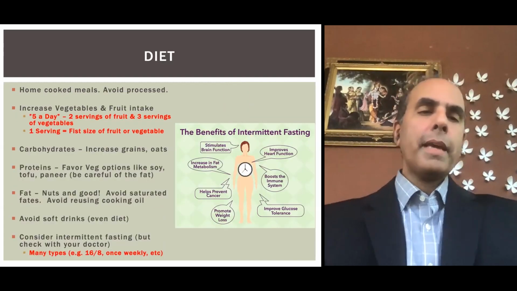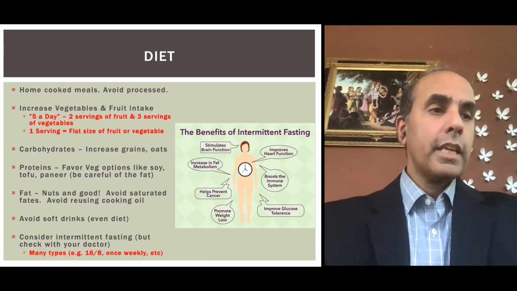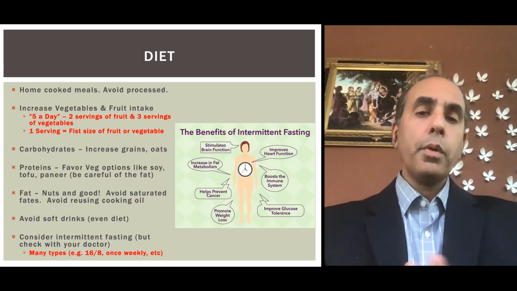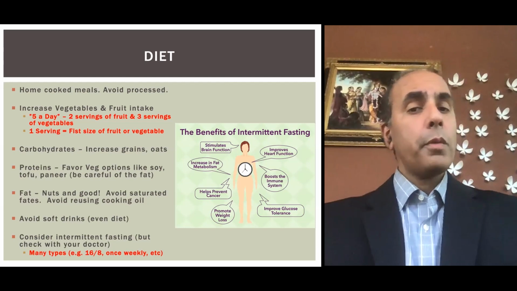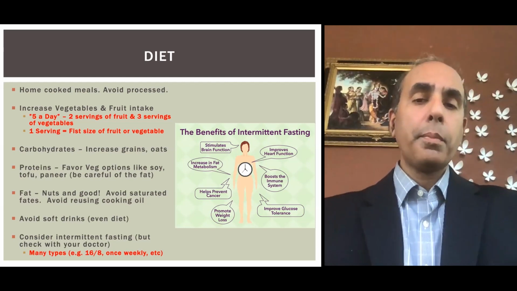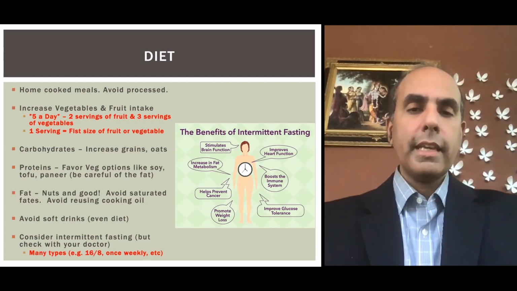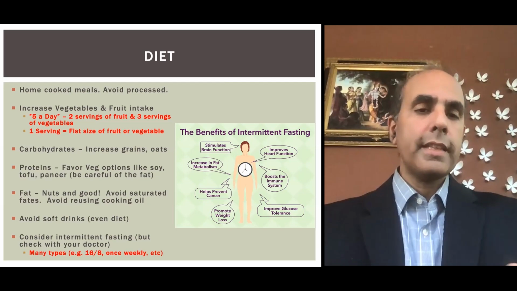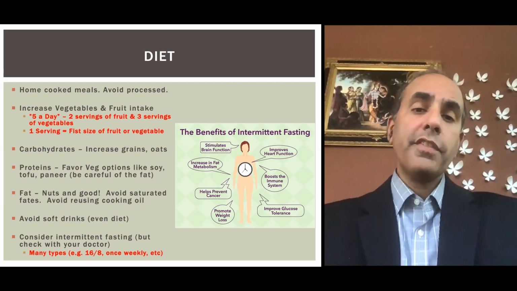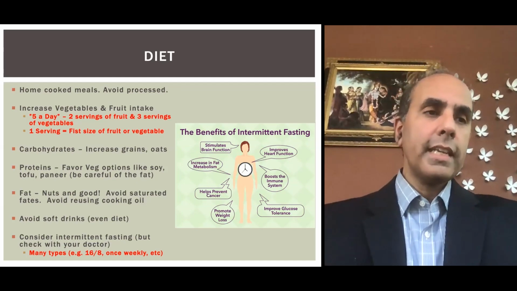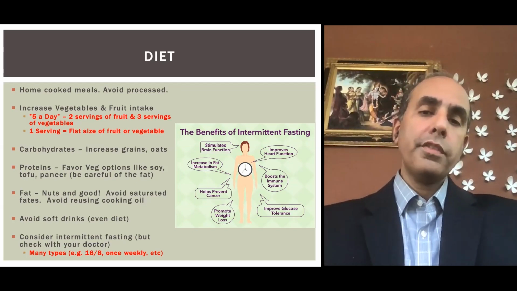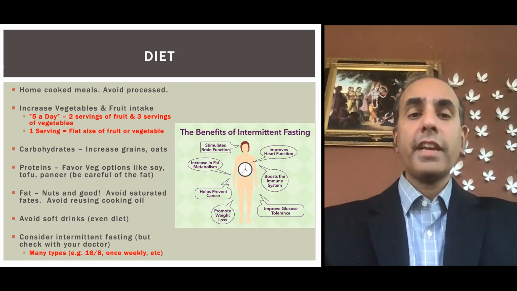Now, we could spend hours and hours talking about diet, but we can boil it down to just maybe a few things. First of all, home-cooked meals are always better. We can avoid the processing of food that occurs in restaurants and things like that. We want to increase your vegetable and fruit intake. This has been shown in study after study that increased vegetable and fruit intake will decrease the cardiovascular risk.